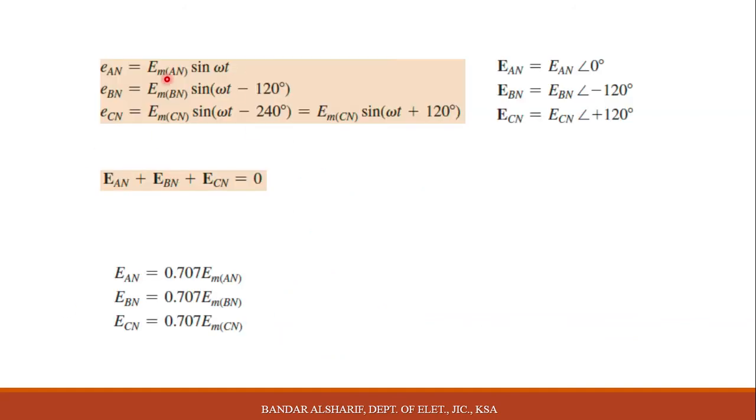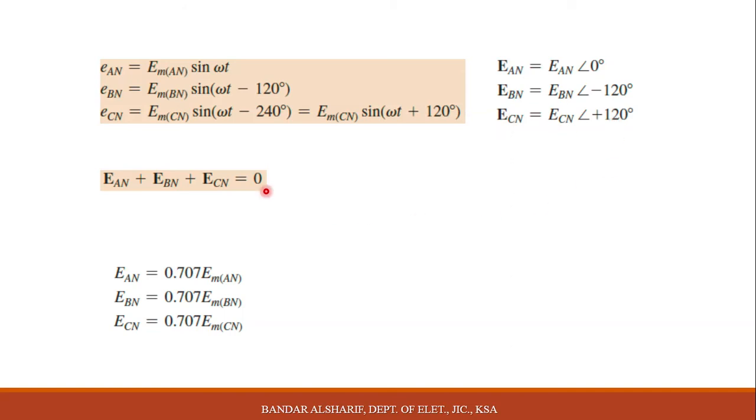If we need to write these sinusoidal expressions in phasor form, as we know before, you can write it easily. You see here, bolded, EAN angle 0, for EBN it is the magnitude for EBN and the angle minus 120, and here ECN the magnitude for ECN and plus 120.